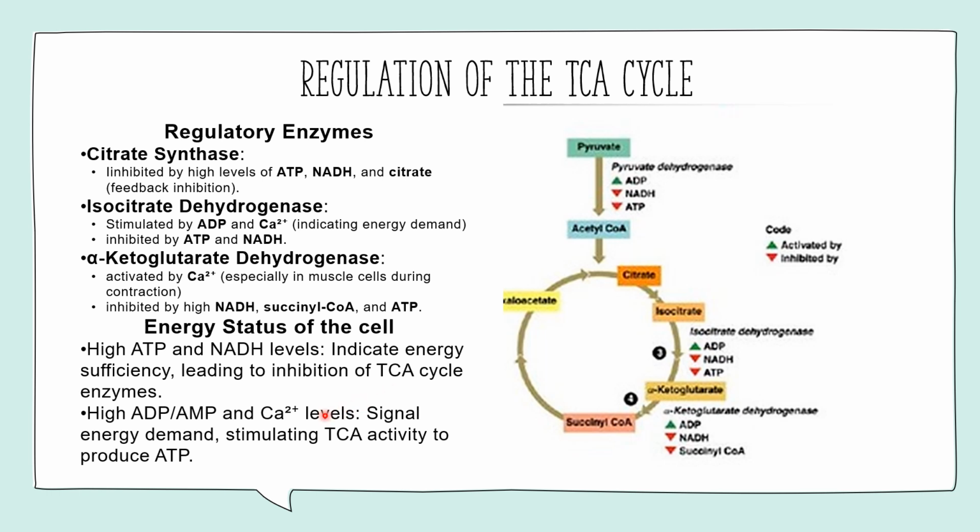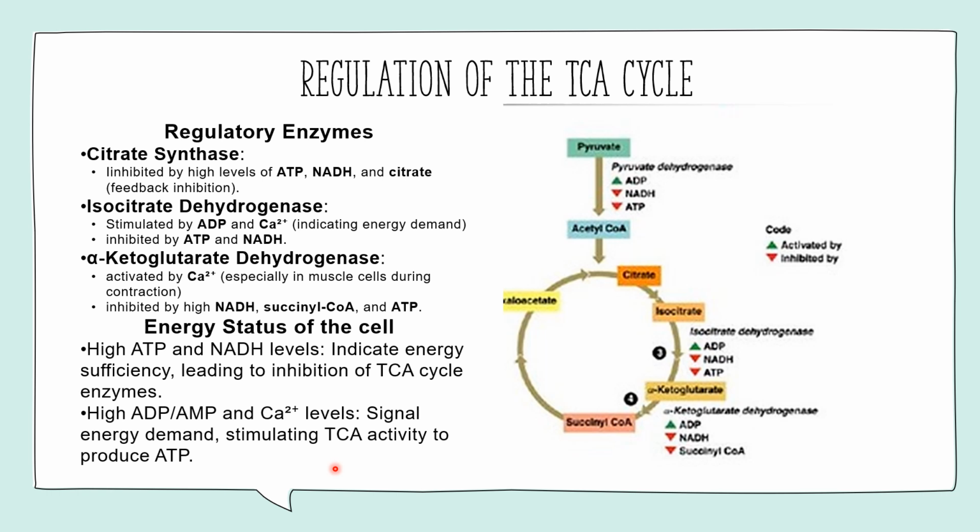Other factors that influence the TCA cycle is generally the energy status of the cell. As we have seen, high energy status as indicated by high ATP levels and NADH levels is going to inhibit the TCA cycle, while low energy levels as indicated by ADP or AMP, or requirement for a lot of energy as indicated by high calcium levels in skeletal muscle, will signal a high demand of energy and will activate the TCA cycle.